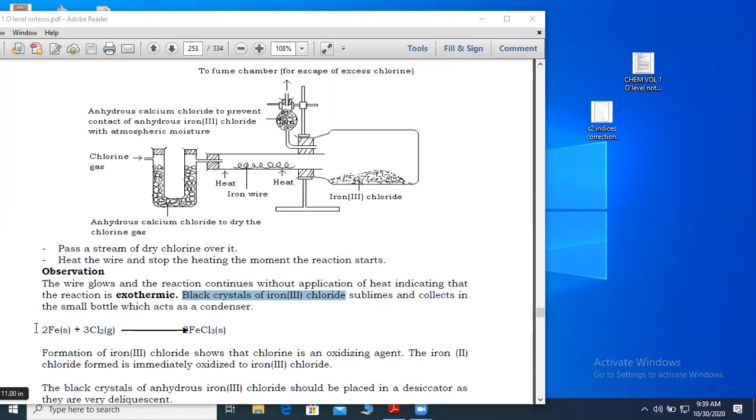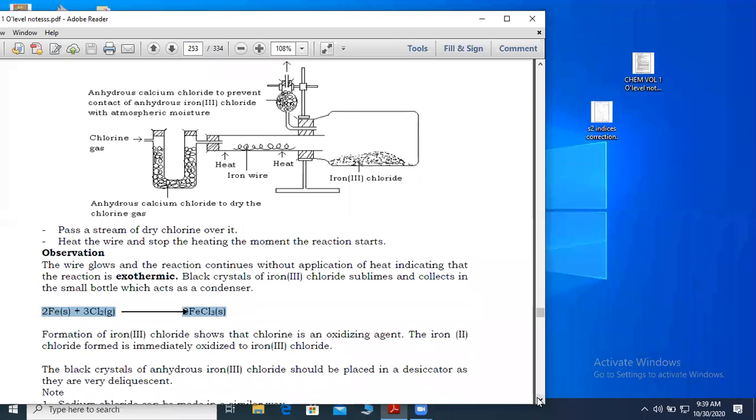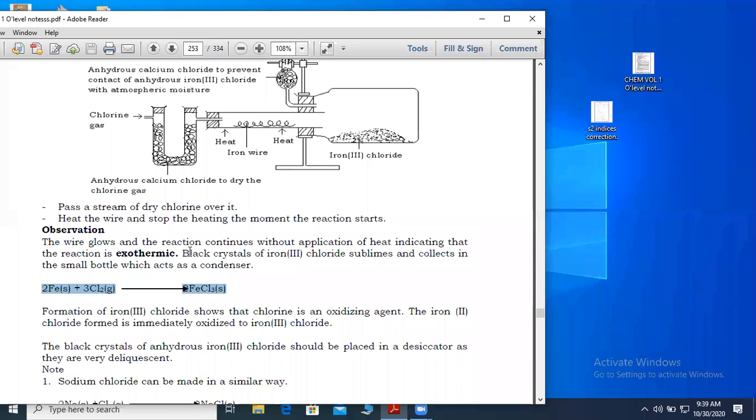The equation is here. Very, very, very important and very common. Iron plus chlorine, the product is iron 3 chloride. And the equation is balanced. Please, I repeat, the product is iron 3 chloride and not iron 2 chloride. And the observation is black crystals are formed. The black crystals are of iron 3 chloride.